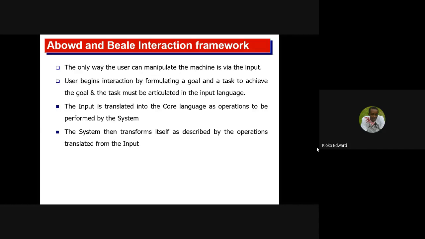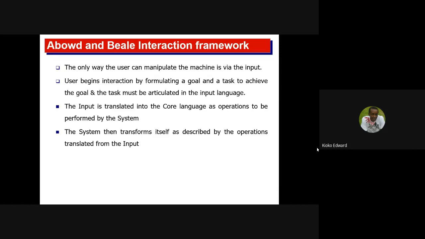As a result, the system will be able to transform itself based on how we were able to interpret the input. So based on the transformation that occurred on the input, or based on the operation that we are supposed to be doing, then the system can now be able to transform itself.